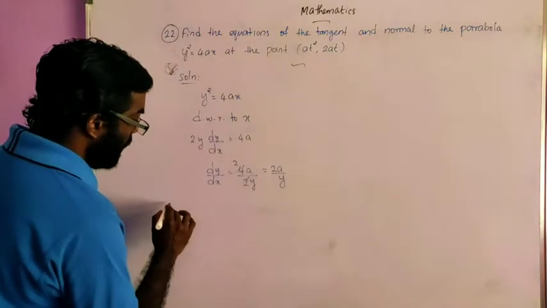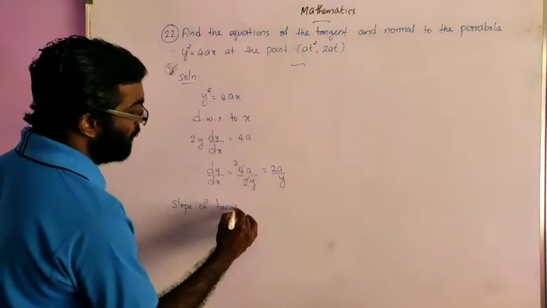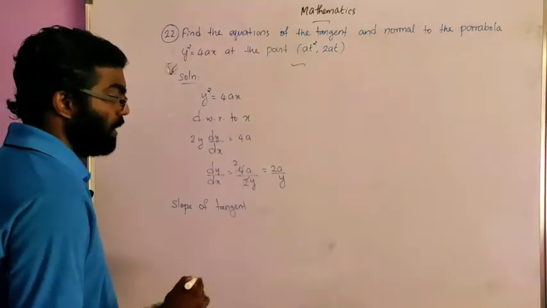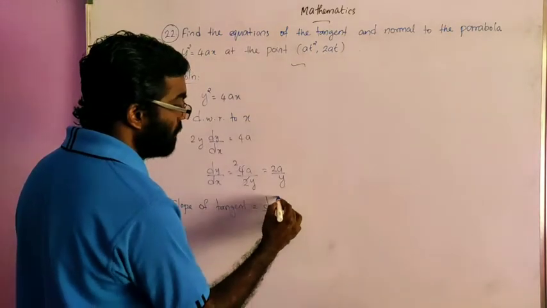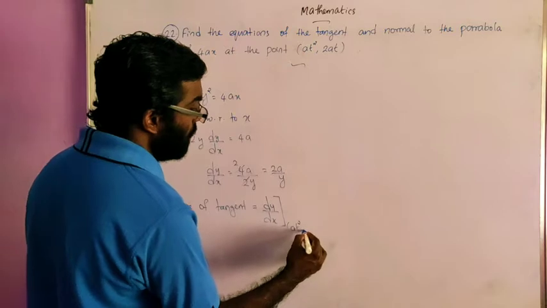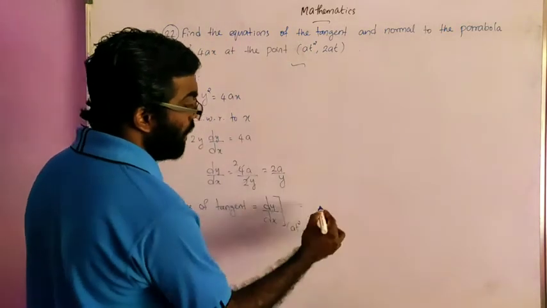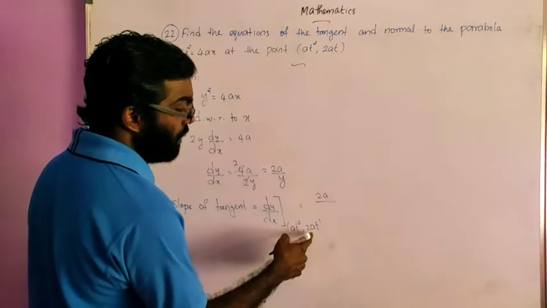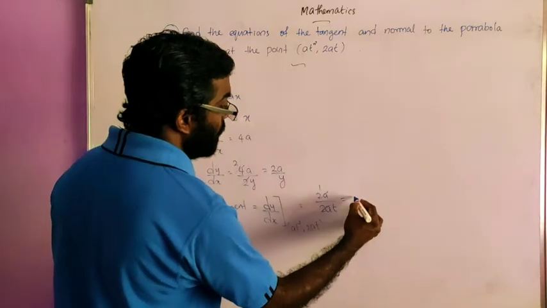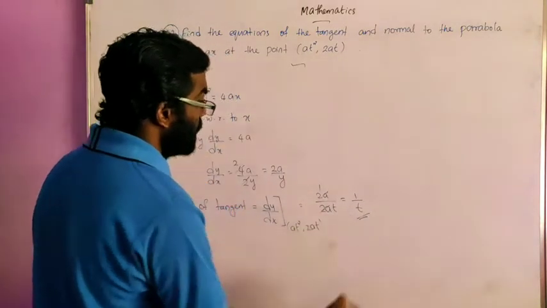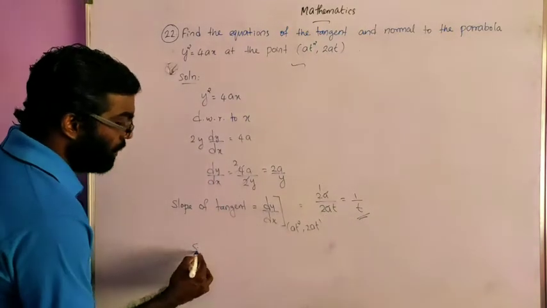Now we can write the slope of the tangent. Here the point is (at², 2at). So the slope of the tangent is equal to dy/dx at (at², 2at). Here we can replace the values: 2a by y, that is 2a by, instead of y we put 2at. 2a we can cancel, so the answer is 1/t, that is the slope of the tangent is 1/t.